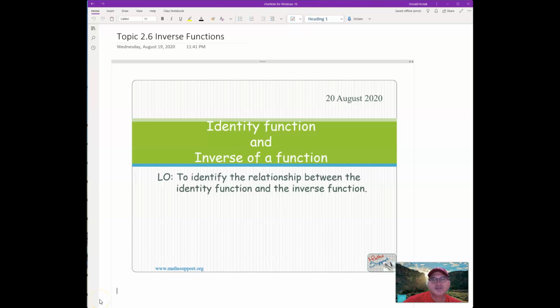Howdy, today is August 20th, Thursday, and we are taking a look at inverse functions. We dabbled with them a little bit earlier in the semester, and we're going to take a little bit deeper look into them now. And we're also going to look at another function known as the identity function.